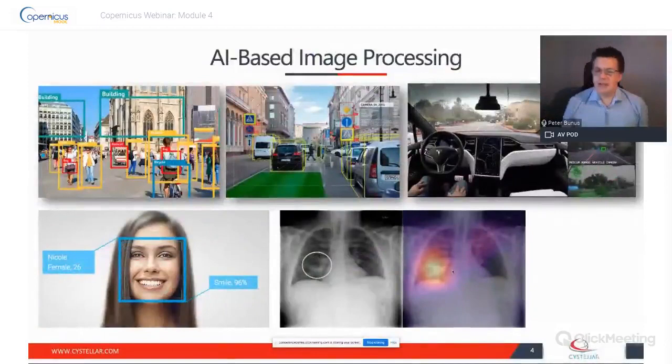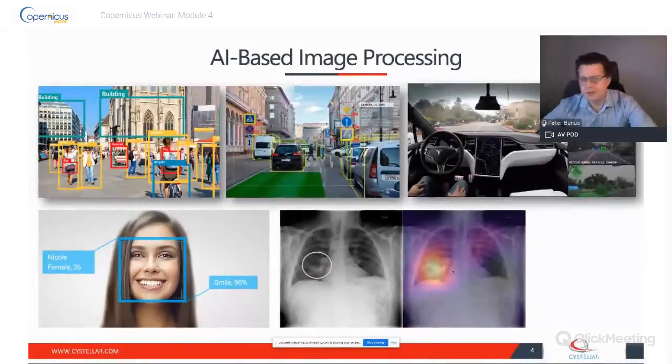Now, as you can see, there is a lot of image processing going on in connection with satellite imagery. This is not unknown, because you are encountering AI-based image processing in other applications as well. In the first picture, you can see applications that are detecting buildings, bicycles, and people, right?